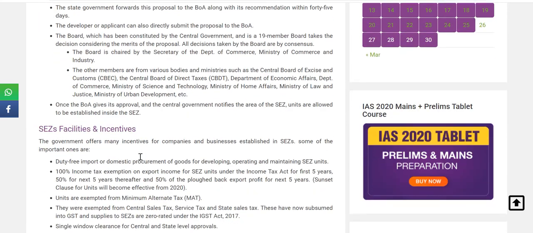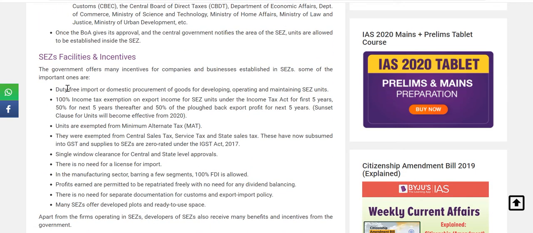That would be given, like there would be duty-free import or domestic procurement of goods for developing, operating, and maintaining. So the units that were located within the SEZ, there would be duty-free import. Since an SEZ is considered as a foreign territory, all the benefits that are given to inputs were given to SEZ. Along with that, the benefits that are given to the exporters are also available for SEZ. So it was basically twin benefit.